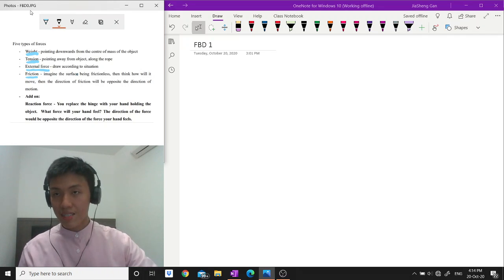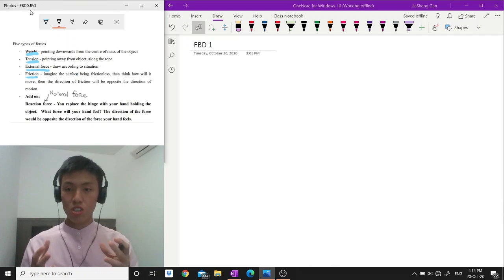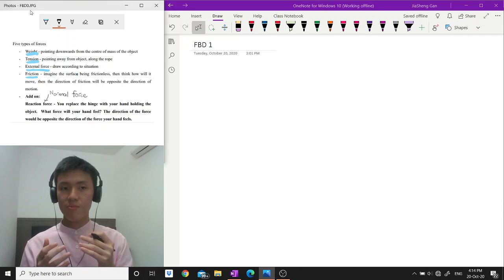Then the last thing is a bit special. The last thing usually is normal force, but now I call it reaction force. It's normal force last time. Okay, so now it's reaction force. It's not that we change normal force to become reaction force. It's just that reaction force is actually a collection of normal forces.